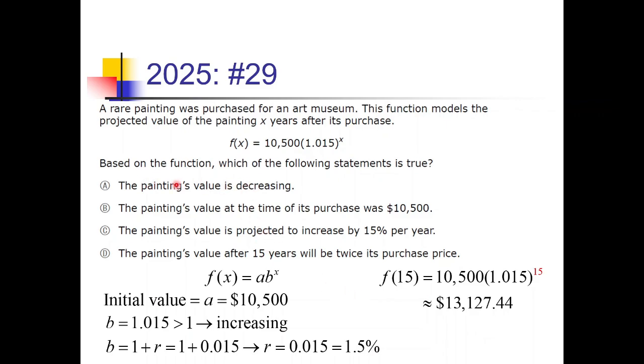Choice A, the painting's value is decreasing. Well, we saw here because of the b value it's increasing, so that's not true. Choice B, painting's value at the time of purchase was 10,500. Yep, we saw that right away, so that is true. Painting's value is projected to increase by 15%. Nope, we saw that it was 1.5%. So that's a no. And then this last one should be a no. Painting's value after 15 years will be twice the purchase price. Well, we purchased it for 10,500, and 13,000 and change is not 2 times that, so that's a no. So definitely choice B then.